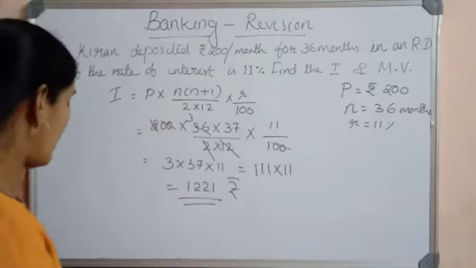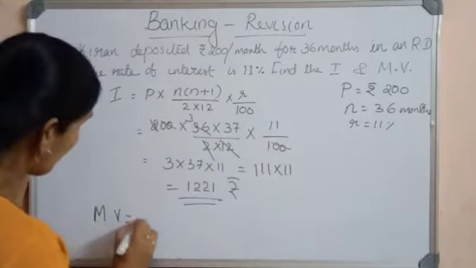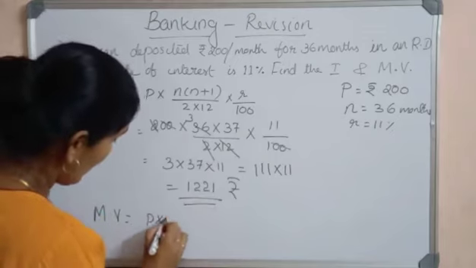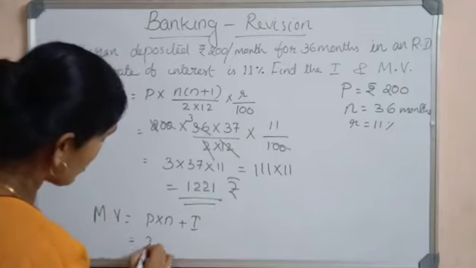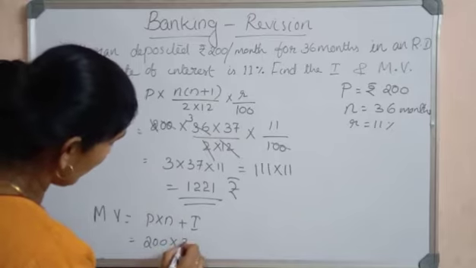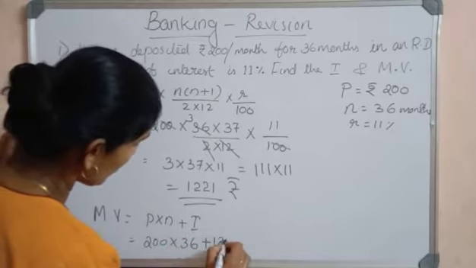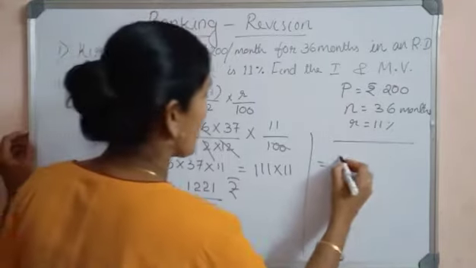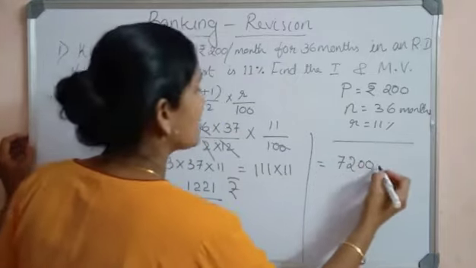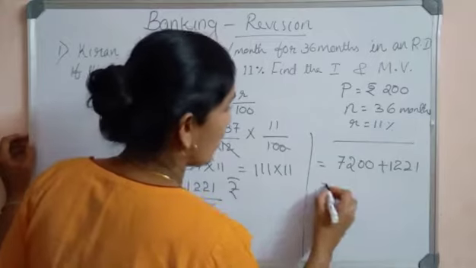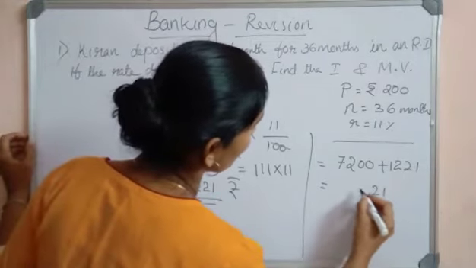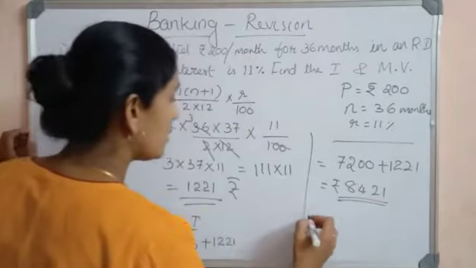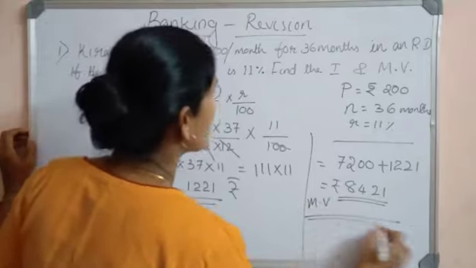Now let's find the maturity value. As you know, maturity value is equal to the amount deposited for 36 months. So P into N plus I. P is 200 into N is 36 plus the interest is 1221 and that is equal to 200 into 36 is 7200 plus 1221 and when you are adding this you get this value as 8,421 rupees. So this is the maturity value of this particular RD.